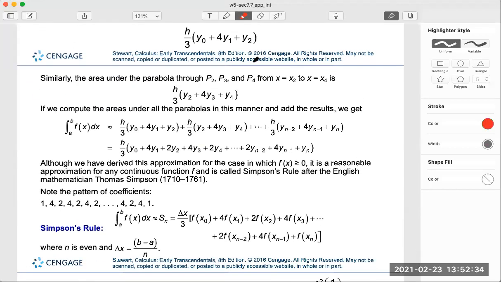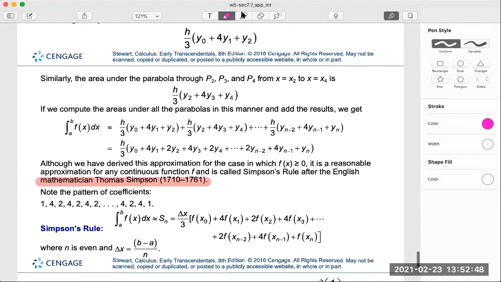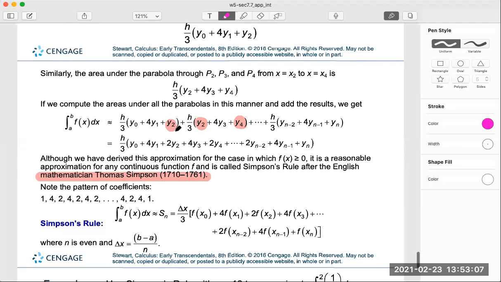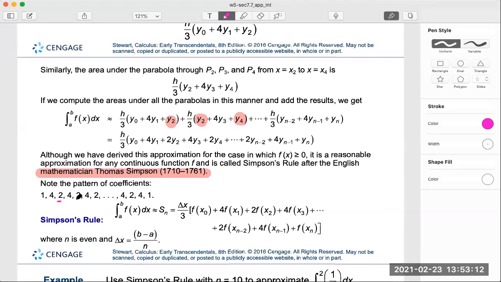And it is named after this great mathematician. And the pattern of the coefficients you can memorize is 1, 4, 1, right? That is y0, y1, y2. And then from y2: 1 times y2, 4 times y3, and 1 times y4. So this combination gives us the number 2, right? 2 times y2 here. That is why it appears here.